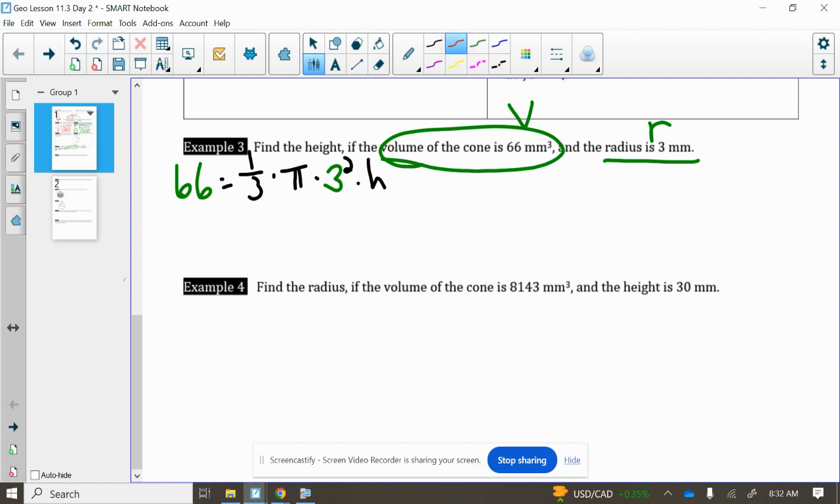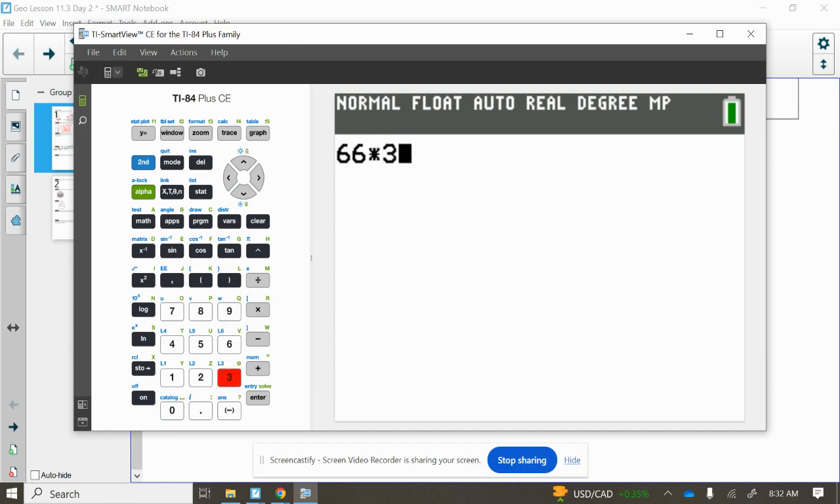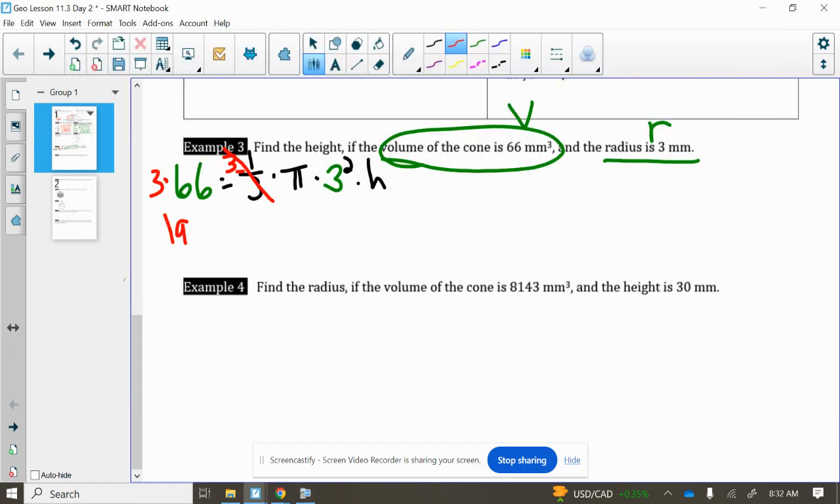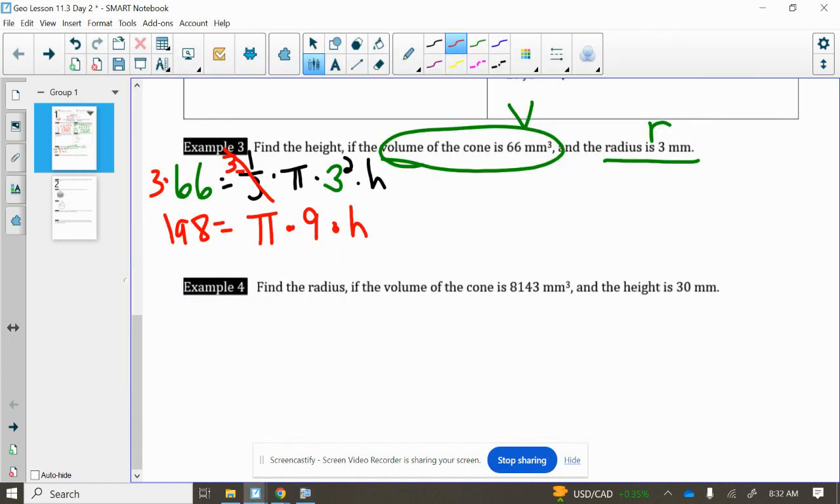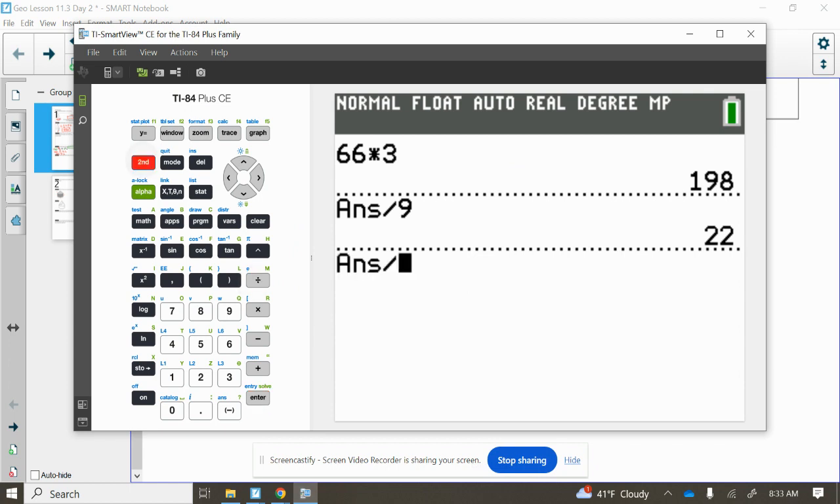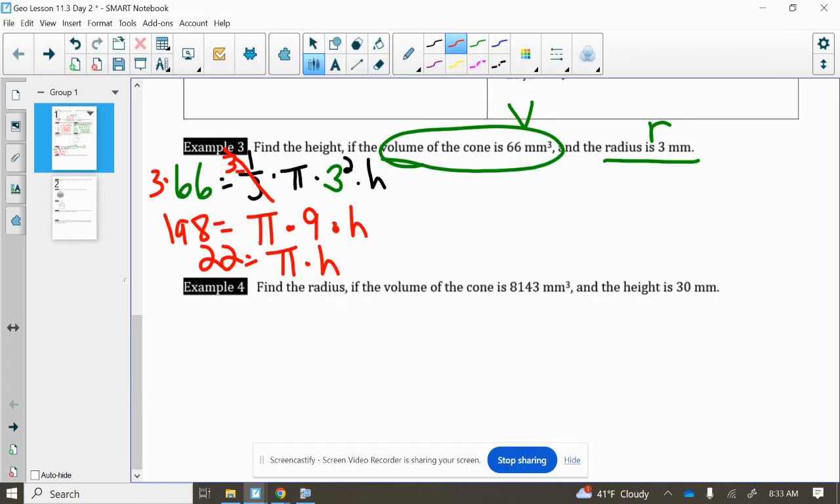So to undo this 1/3, step 1, I like to just multiply both sides by 3, so it cancels out the 1/3, and then 66 times 3 is 198. Now that is equal to pi times our radius squared, so 3 squared is 9, times our height, and then we have to divide over both the 9, so that we get 22, and then we still have pi left to divide over, so we get an approximate height of about 7.00, which we can just round up to be 7.